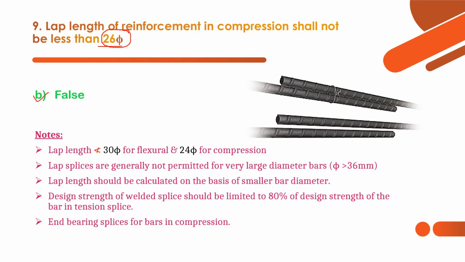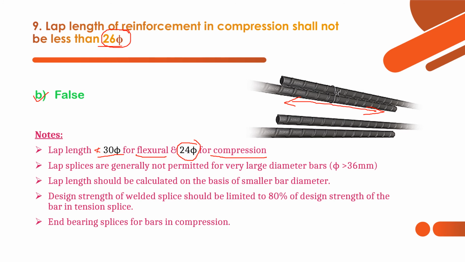Lap length shall not be less than 30 times the diameter of bar in case of flexural reinforcement, and in case of reinforcement in compression it shall be 24 phi, not 26 phi. That's why it is false. So this is the lap length, you can see here in this diagram. This lap length shall not be less than 30 times the diameter in case of flexural. In case of compression, it shall not be less than 24 times the diameter of bar.